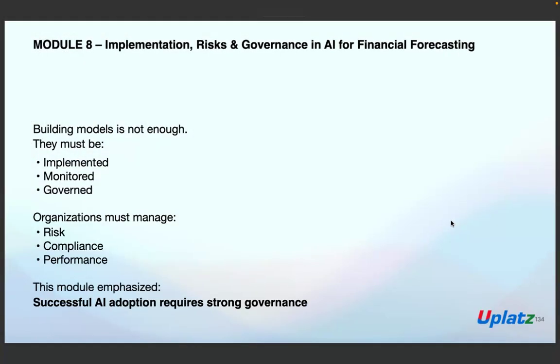In the eighth module, we studied implementation, risks, and governance in AI for financial forecasting. Building models is not enough. They must be implemented, monitored, and governed. Organizations must manage risk, compliance, and performance. This module emphasized that successful AI adoption requires strong governance.